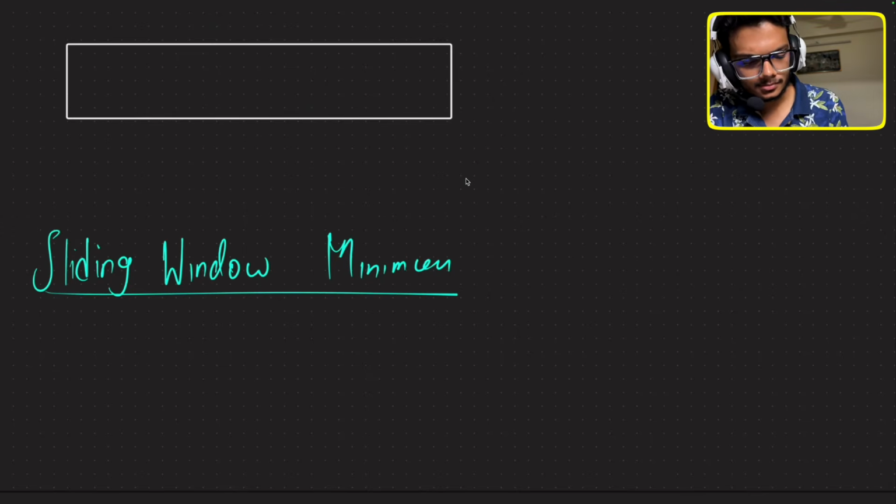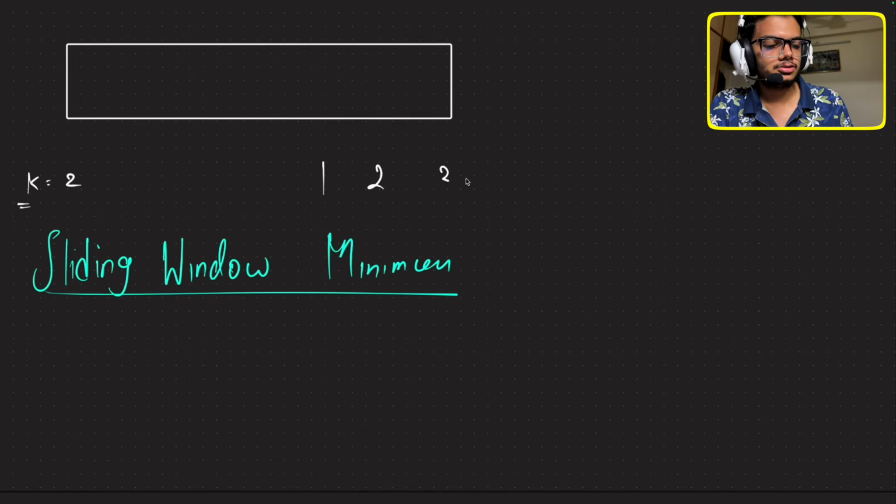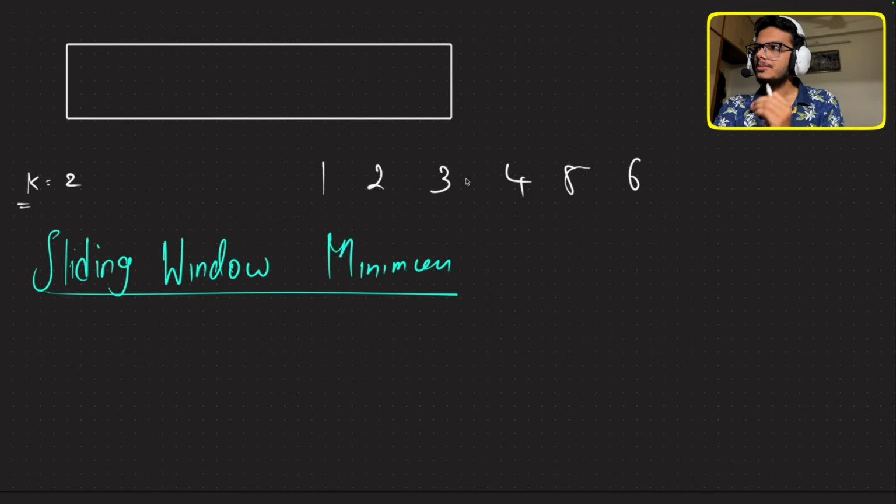Okay. So what does the sliding window minimum question ask? You are given an array, then you are given a window, let's say k is equal to 2. If you have an array like 1, 2, 3, 4, 5, 6, you tell me the minimum of every possible window of size 2. That's what you want to output, right?